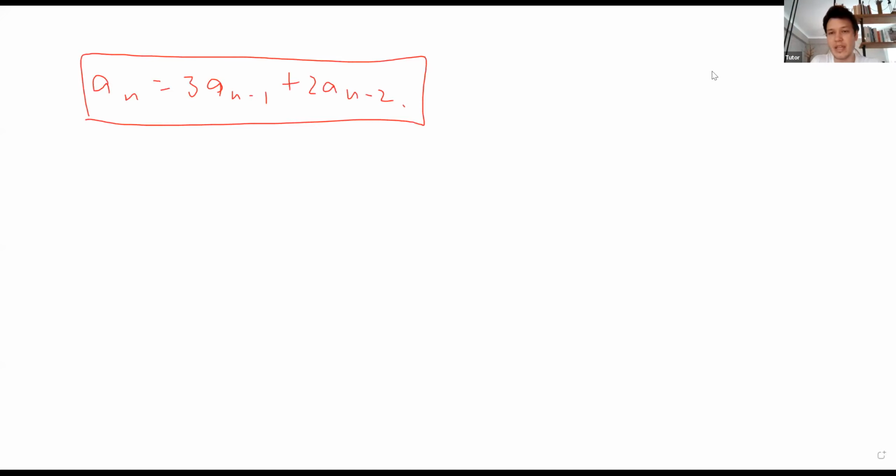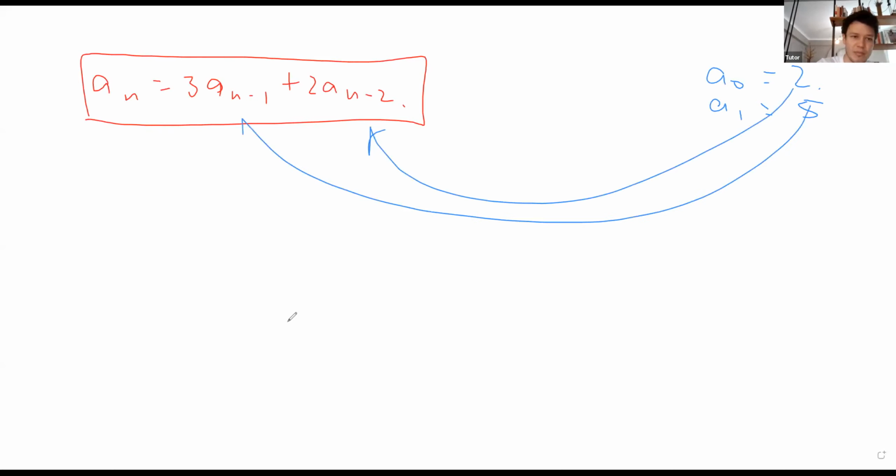So for example, maybe I give you two starting conditions, maybe a_0 equals 0, a_1 equals 1. Or maybe different starting conditions. Instead of 0 and 1, maybe we had 2 and 5. So maybe this is 2, this is 5. And then what you do is you take 2 and 5, you plug them here, and then you get the next one. So 2 and 5 is going to be 10 plus 15, so a_2 is going to be 25.